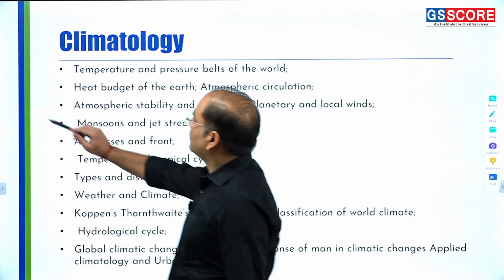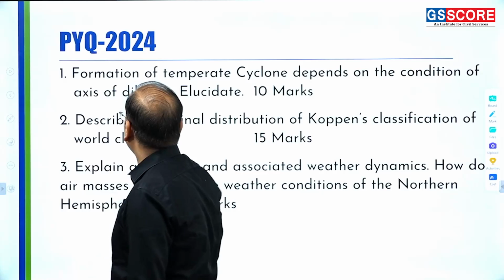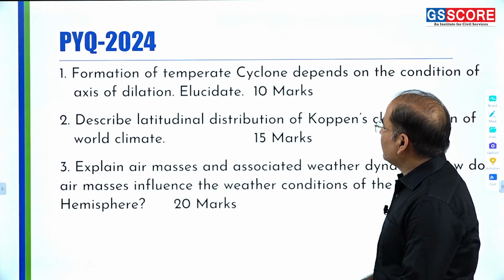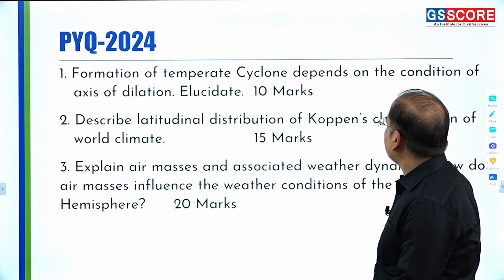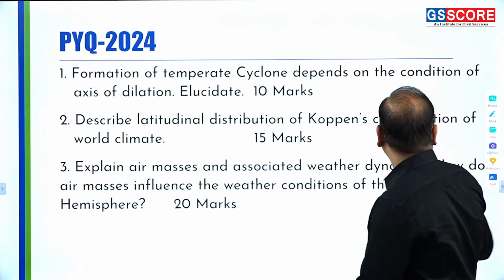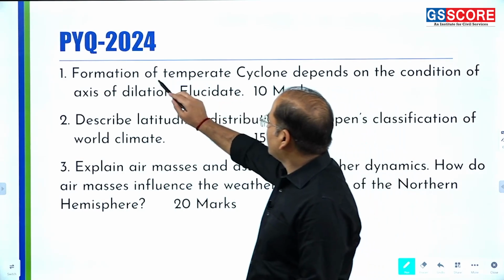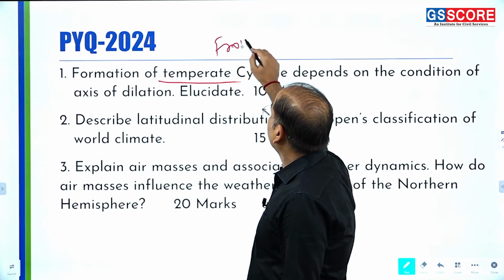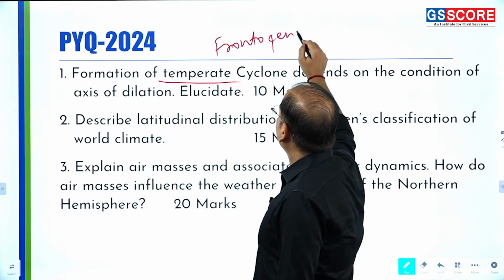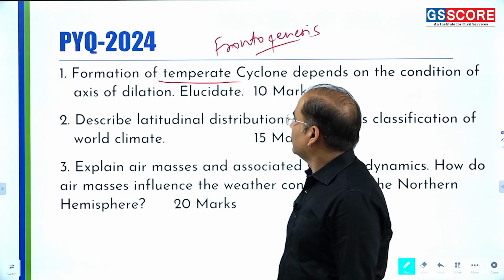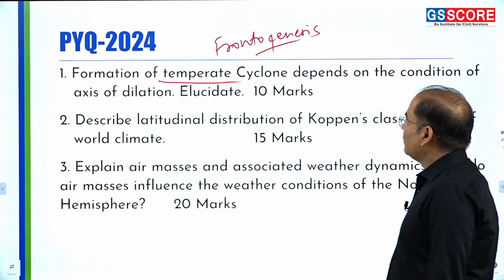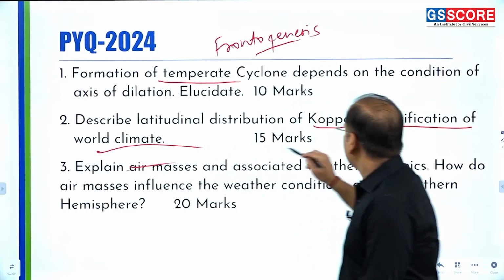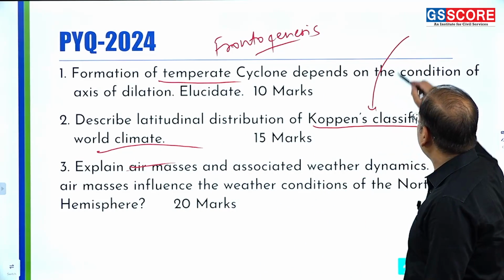Now quickly look at some of the questions related to climate. Last year, there was a question: formation of temperate cyclone depends on the conditions of the axis of dilation, elucidate. So a direct question from the temperate cyclone, the convergence of the two air masses, that is frontogenesis. Then describe the latitudinal distribution of Köppen's classification of the world climate. Again a direct question on climatic classification.